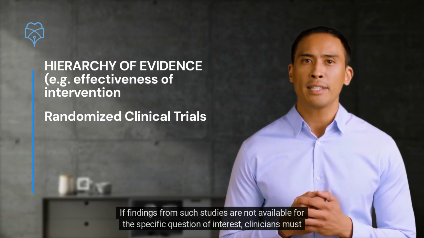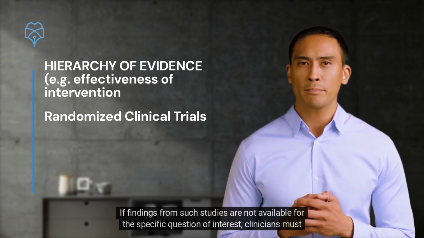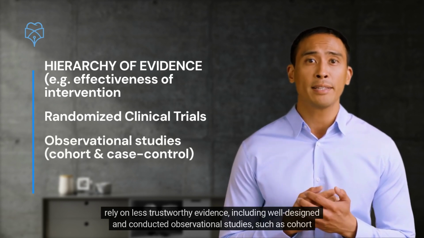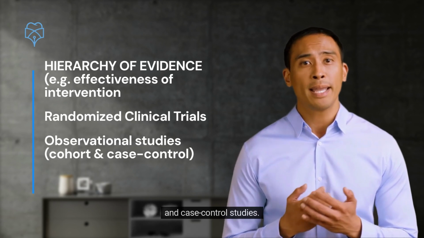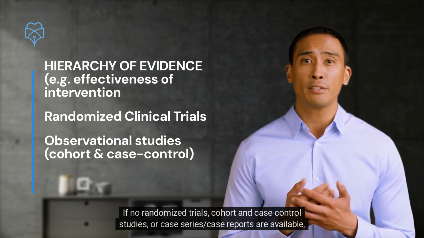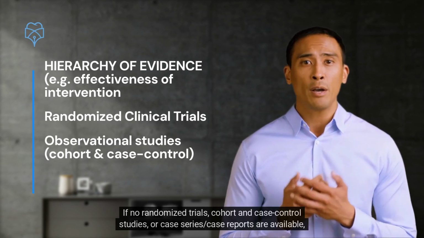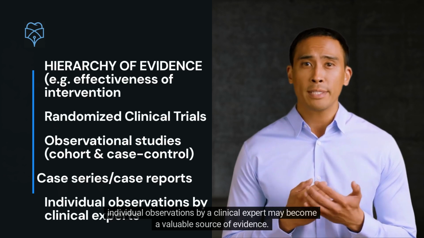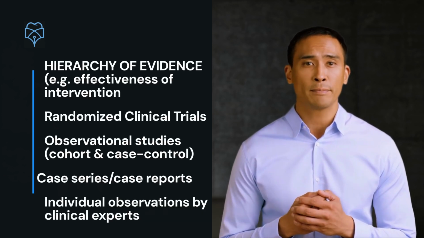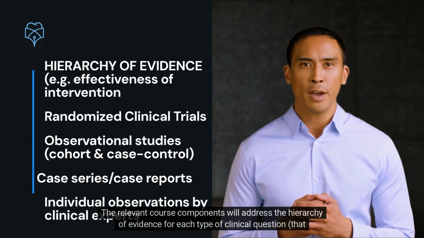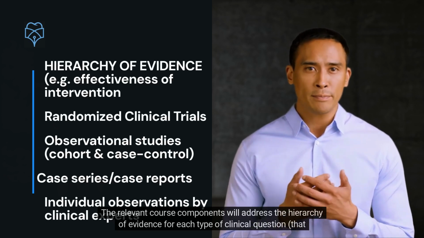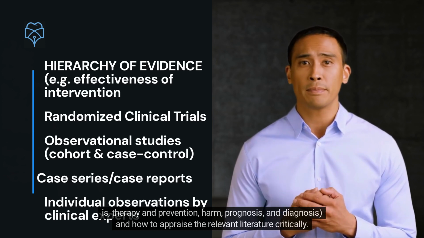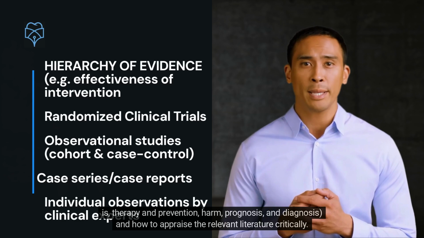If findings from such studies are not available for the specific question of interest, clinicians must rely on less trustworthy evidence, including well-designed and conducted observational studies, such as cohort and case control studies. If no randomized trials, cohort and case control studies, or case series or case reports are available, individual observations by a clinical expert may become a valuable source of evidence. The relevant course components will address the hierarchy of evidence for each type of clinical question, that is, therapy and prevention, harm, prognosis and diagnosis, and how to appraise the relevant literature critically.